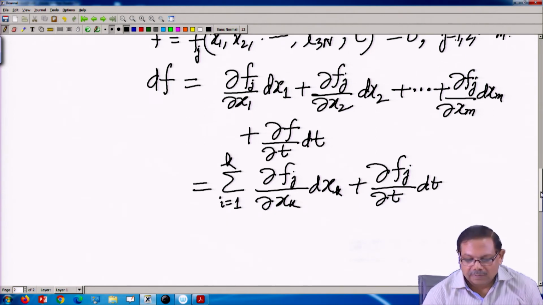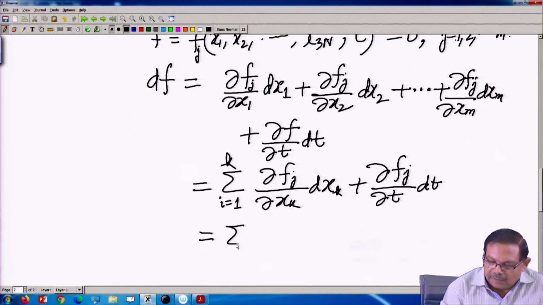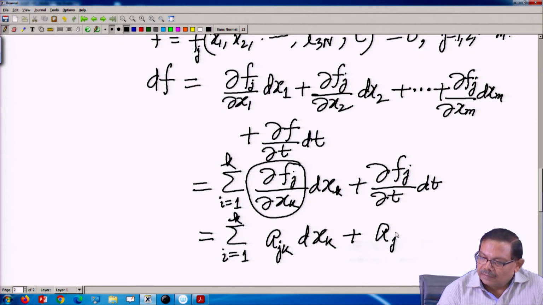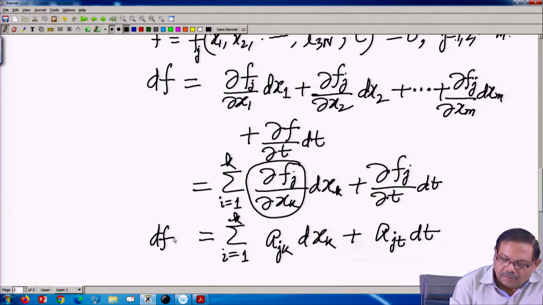So, let us say in combined notation, with the sum over k, I can write this thing as a_jk. So, what is a_jk? It is the partial derivative of this constraint function with respect to the kth coordinate, that is a_jk dx_k, plus this I will write a_jt dt. So, the total derivative I can write like this.